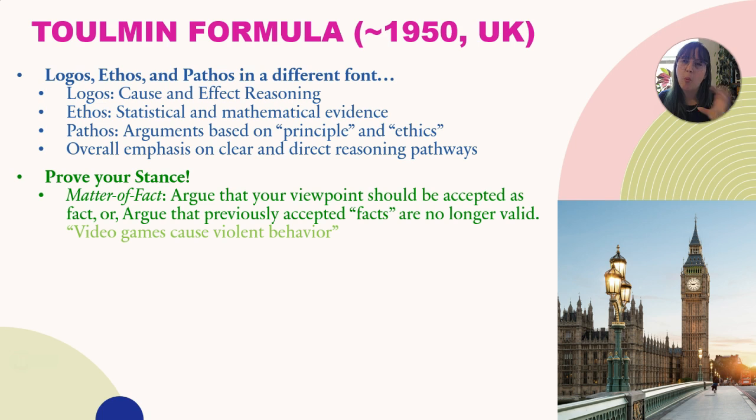Here are some ways that we see the Toulmin formula play out, often stating your argument as a matter of fact. So instead of saying, this is my stance toward the issue, it's like, no, this is the be all end all. So arguing basically that your viewpoint should be accepted as a fact, or arguing that previously accepted facts are no longer valid. One example that I'm giving of this is a claim, a paragraph that begins by saying video games cause violent behavior. And you can see how that's pretty bold to just come right out and state it as a fact like that.